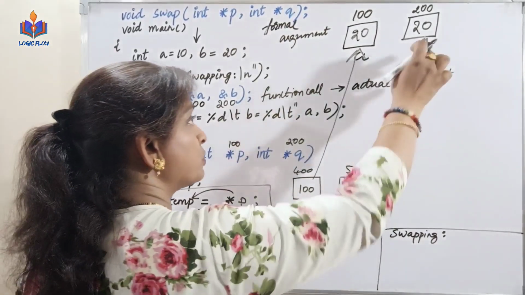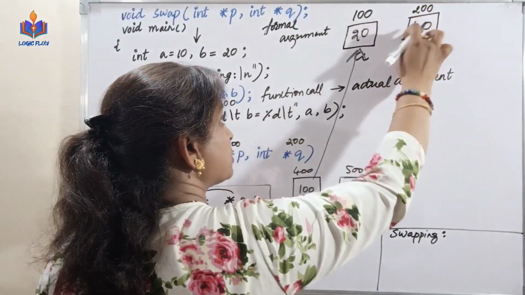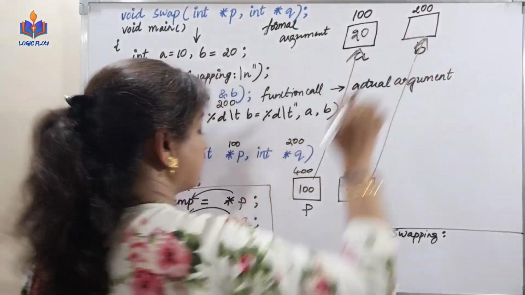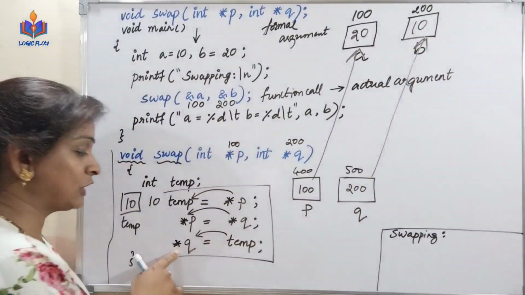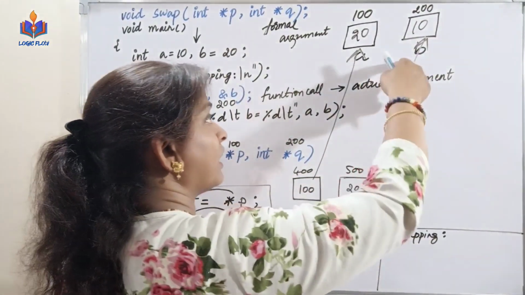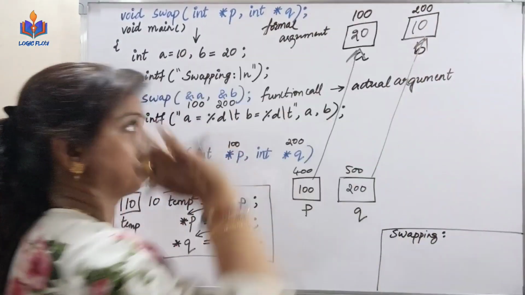Q is pointing to 200. Value at the location 200, I should store the value that I have in temp. Temp is having 10. So that 10 will go to value at the location Q. Q is pointing to 200. Value at the location 200, store 10.